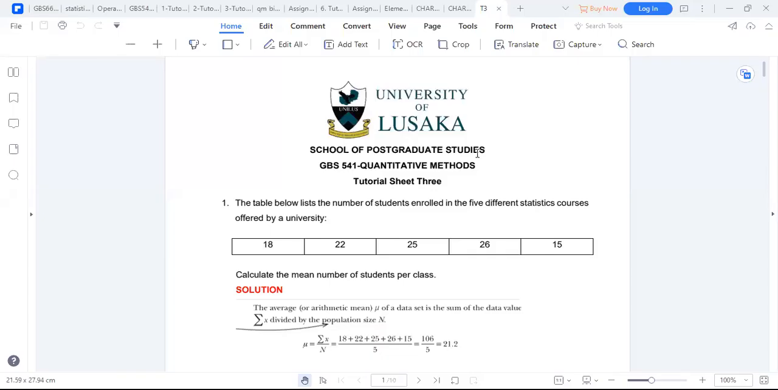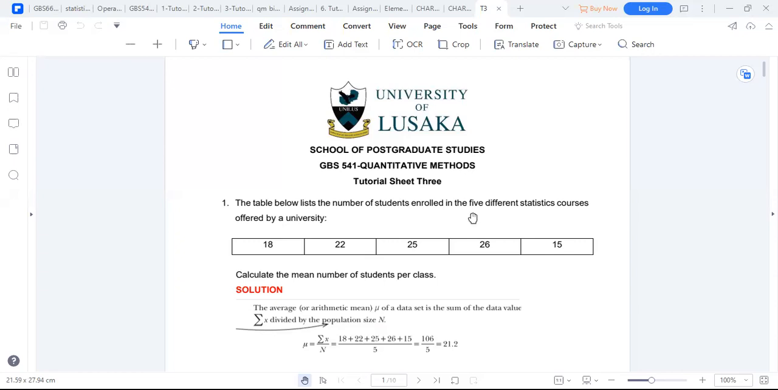Query number 2. The table below lists the number of students enrolled in 5 different statistics courses offered by the university. We are being asked to calculate the mean number of students per class.